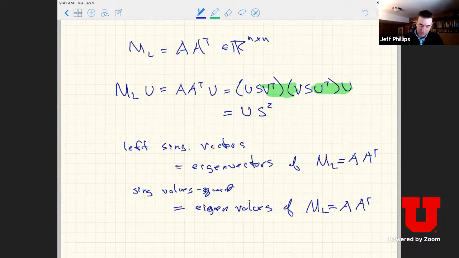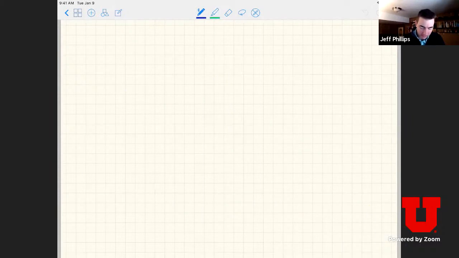Okay, I want to mention one more thing. There's something called the Eigen-decomposition.